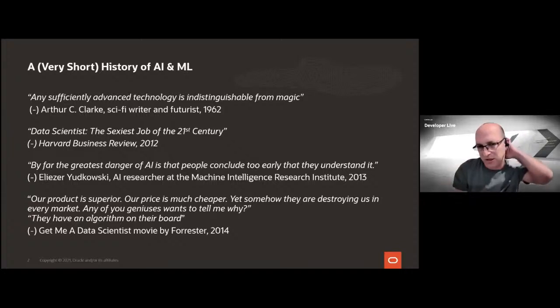One of the manager characters was saying, how are they winning? And then the answer was, they have an algorithm on their board, which shows how mature the world was when we were talking about AI as little as 7 years ago, thinking an algorithm is some person that sits on somebody's board.